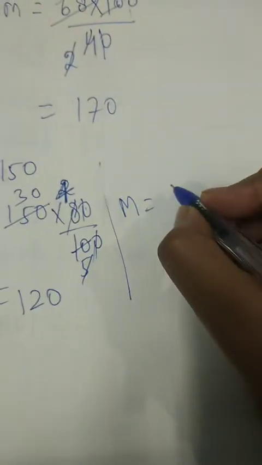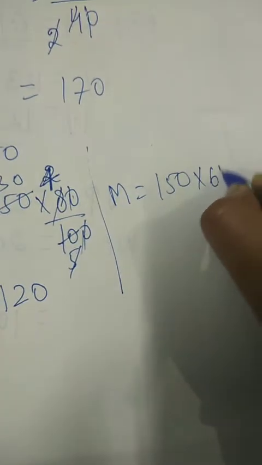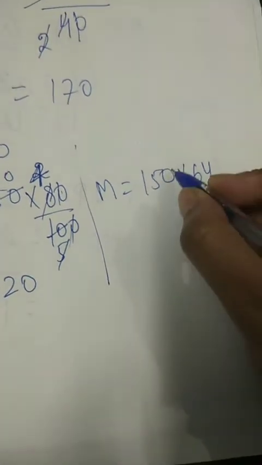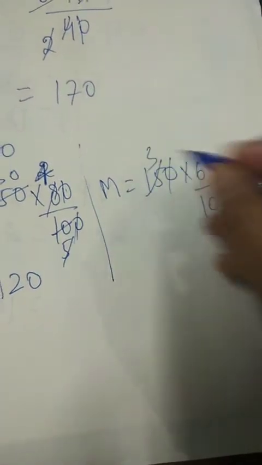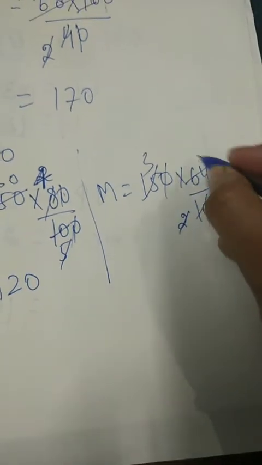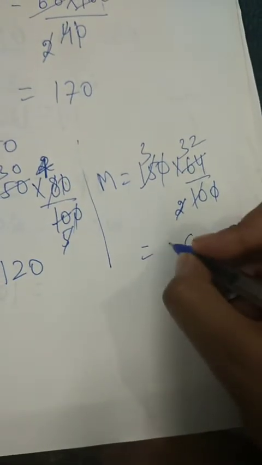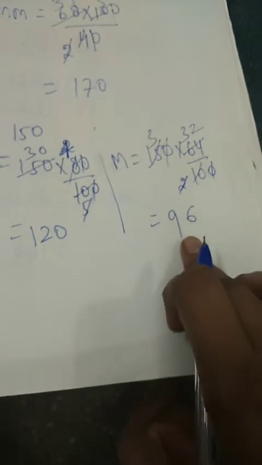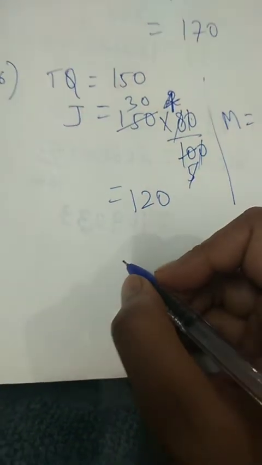Now for Mohan, you have to find the correct answers for Mohan. So it will be 150 times Mohan's percent, which was 64%. 2 3s are 6 and 3 3s are 9. So 96 answers were correct for Mohan, and for John it is 120 answers. So you have to find what percent Mohan's correct answers are of John's. So this was the first part.